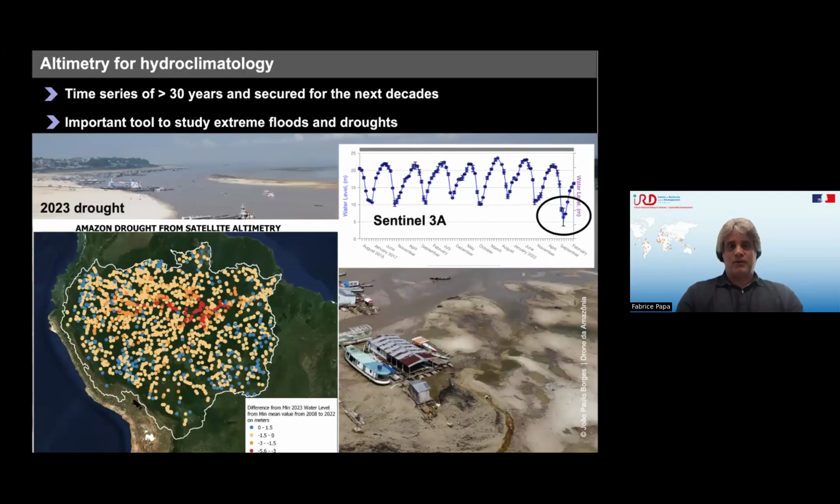This is an illustration of how altimetry can help to monitor water surface elevation during drought. On the map over the Amazon is the anomaly of the minimum in 2023 during the huge drought, as compared to what had been recorded as a minimum for the year before. You can see that during that period, which was very dramatic due to many factors, water level was sometimes 6 to 8 meters below the normal minimum.